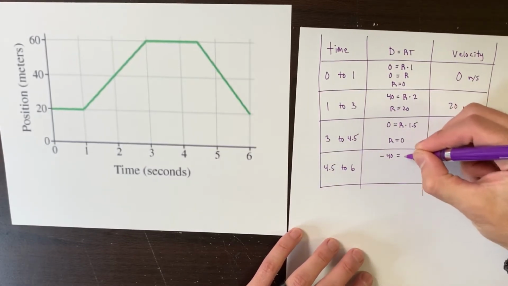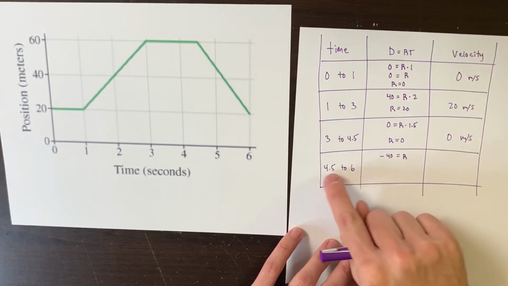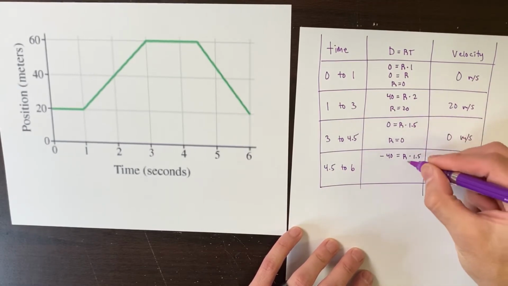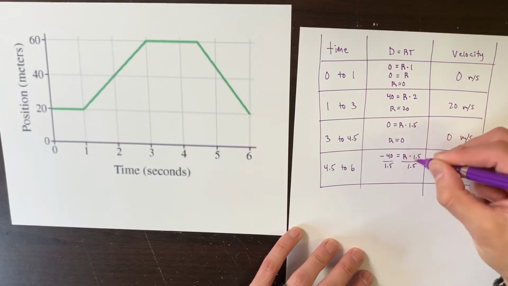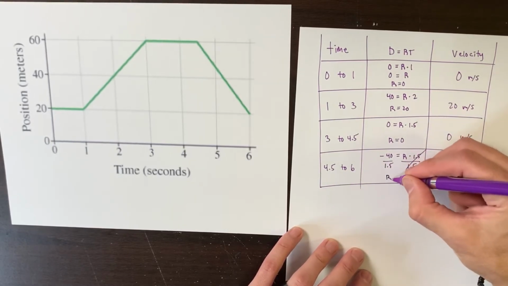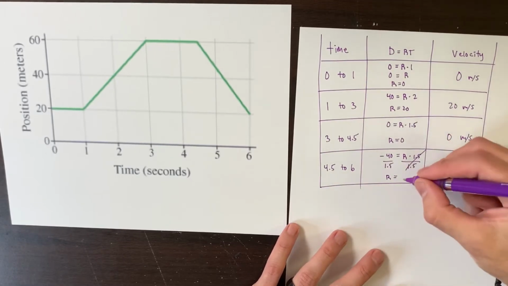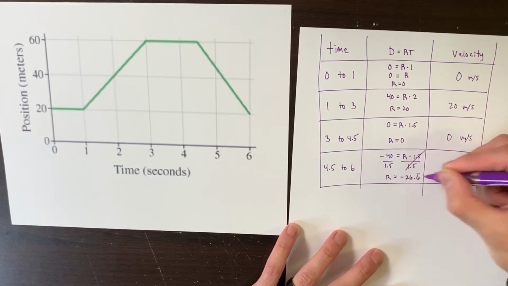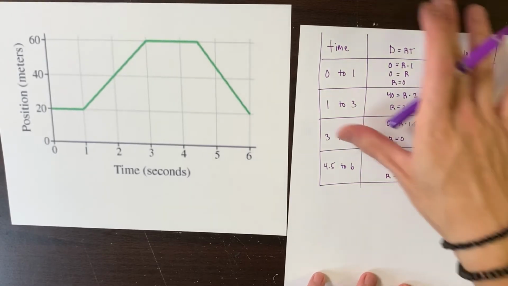So this equals R, and the time from here to here is 1.5 seconds. I'll divide by 1.5. Those are gone. So my rate, if I divide that and round it, is about negative 26.6 meters per second. So that's my velocity. And this is just a chart.